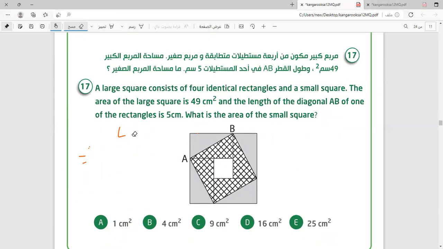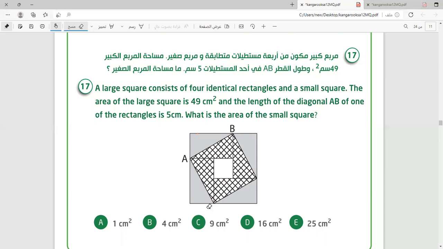So here in question 17, we can read the question and just directly answer. A large square consists of 4 identical rectangles and a small square. The area of the large square is 49 square centimeters, and the length of the diagonal AB of one of the rectangles is 5 centimeters. What is the area of the small square?